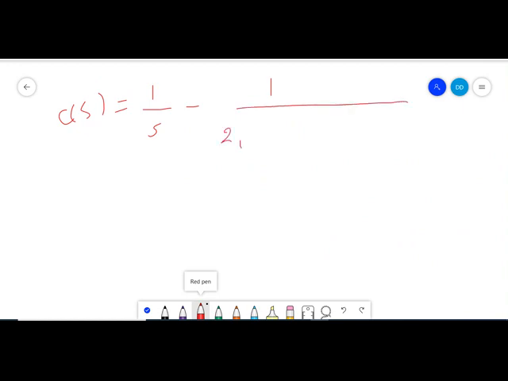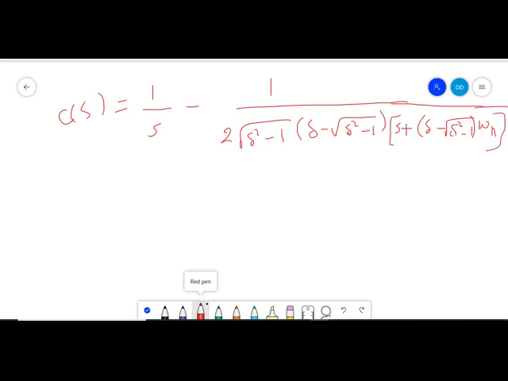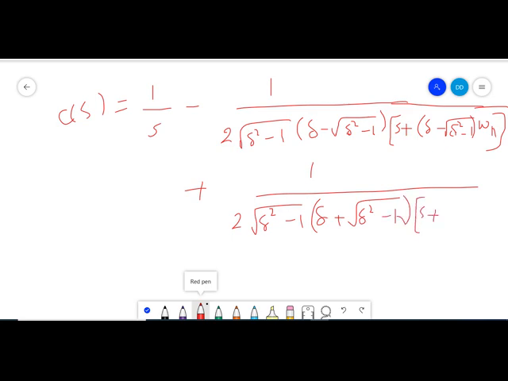So we get C of S is equal to 1 by S minus 1 divided by 2 root of delta square minus 1 into delta minus root of delta square minus 1 into S plus delta minus root delta square minus 1 into omega n plus 1 over 2 into root delta square minus 1 into delta plus root of delta square minus 1 into S plus delta plus root delta square minus 1 into omega n.